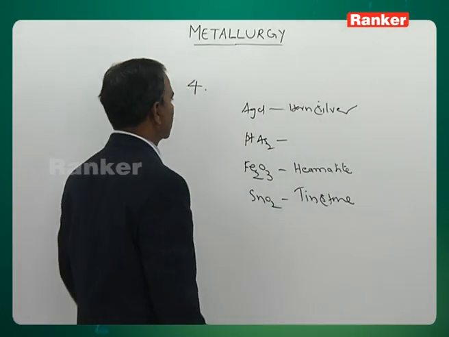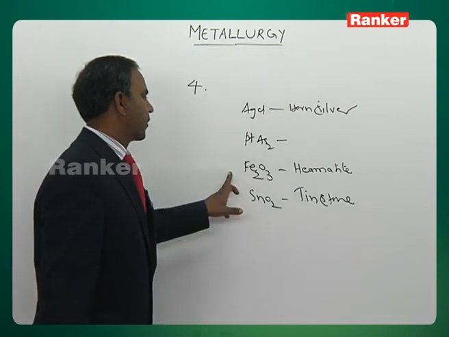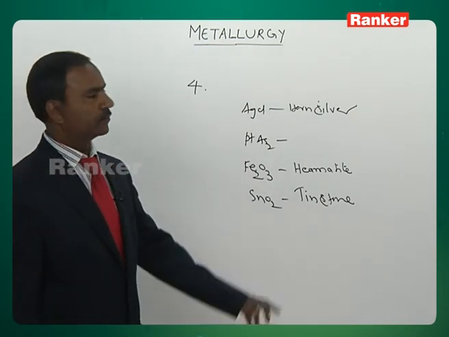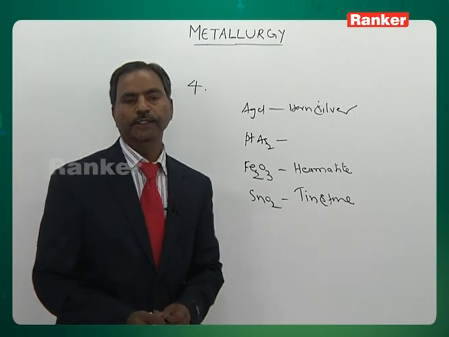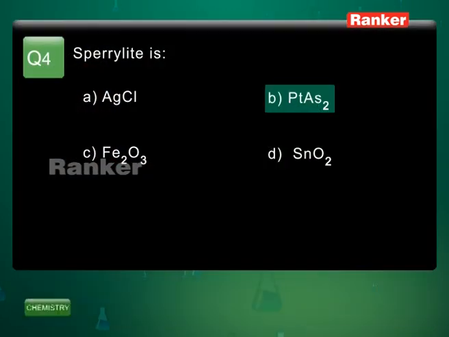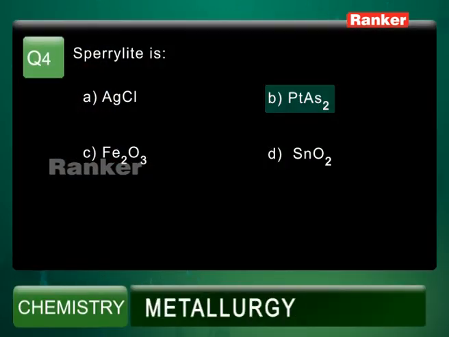This is horn silver, hematite, this is tin stone. The remaining one, PtAs2, is sperrylite. Therefore, for question number 4, the answer is B.